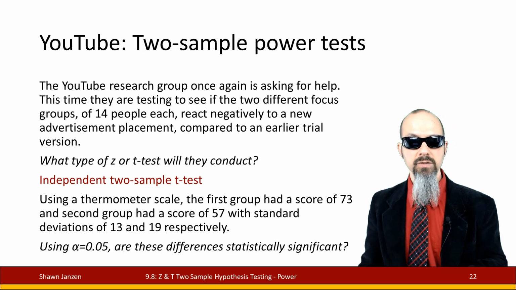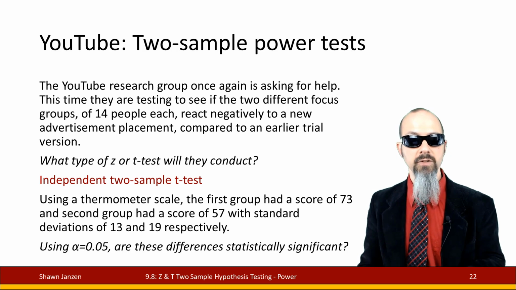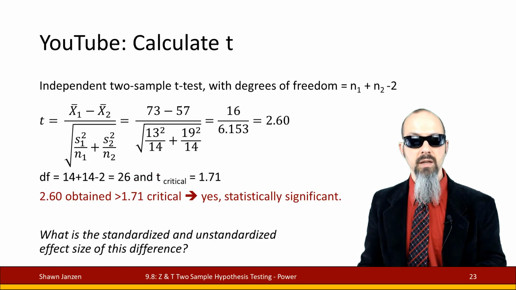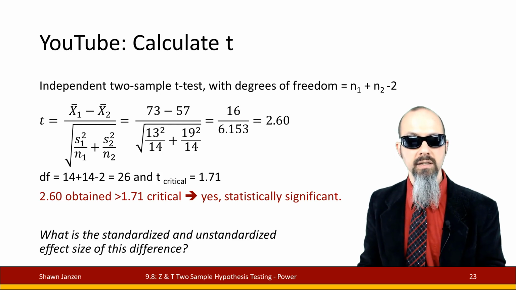But it says that the first group had a score of 73 and the second group had a score of 57 with standard deviations of 13 and 19 respectively. Using an alpha of 0.05, are these differences statistically significant? Now, what I should be doing is a variance test first, but I just have point estimates, so I'm going to go straight into calculating a t-score.